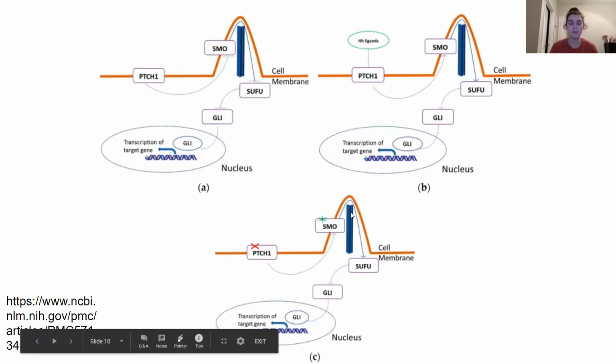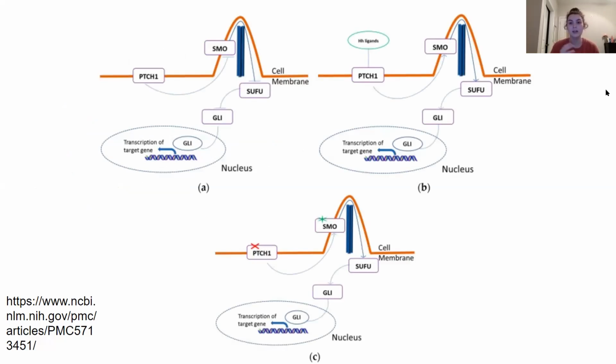And this is just a quick image about everything I just explained to you. You can see there's a Patched 1 receptor normally. There it is with the presence of the HH ligands, or the Hedgehog ligands. And you can also see what happens whenever Patched 1 is mutated and no longer works.